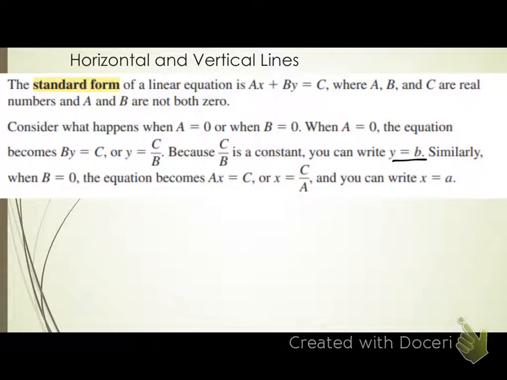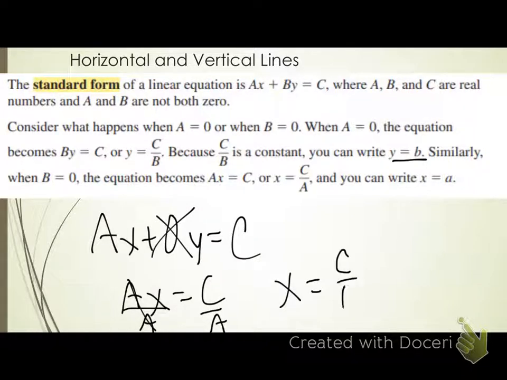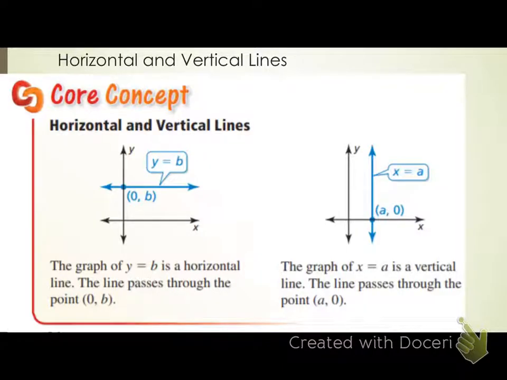Similarly, when b equals 0, the equation becomes ax equals c, because 0 times y would be 0, so I don't need that term. Or x equals c over a, and once again, since c over a is a constant, you can write it as x equals a. So I just want you guys to think about that, because that leads into our next topic, horizontal and vertical lines.